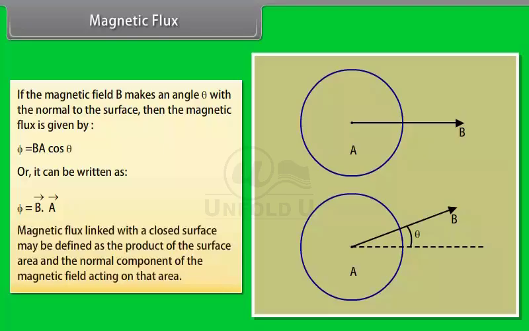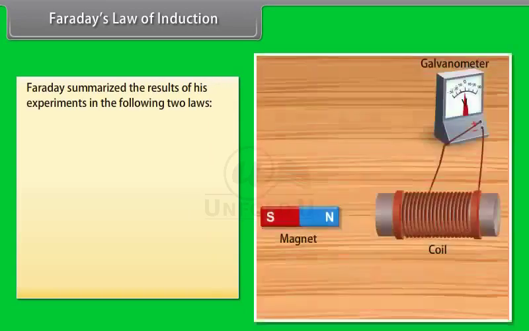Magnetic flux linked with a closed surface may be defined as the product of the surface area and the normal component of the magnetic field acting on that area. Faraday's law of induction. Faraday summarized the results of his experiments in the following two laws.